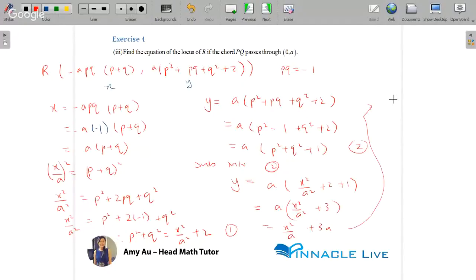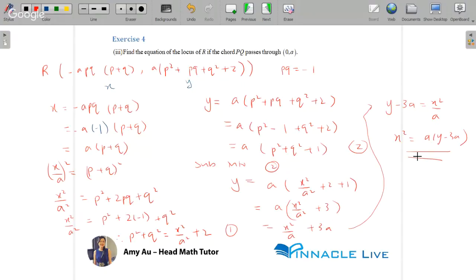Continue up here. So move the 3A to the other side. That's it. So I've just arranged it into the standard parabola formula, but that's the locus. So if you have to describe it, we just describe it as a parabola with vertex 0, 3A, and then you can just work out the focal length based on the value here.